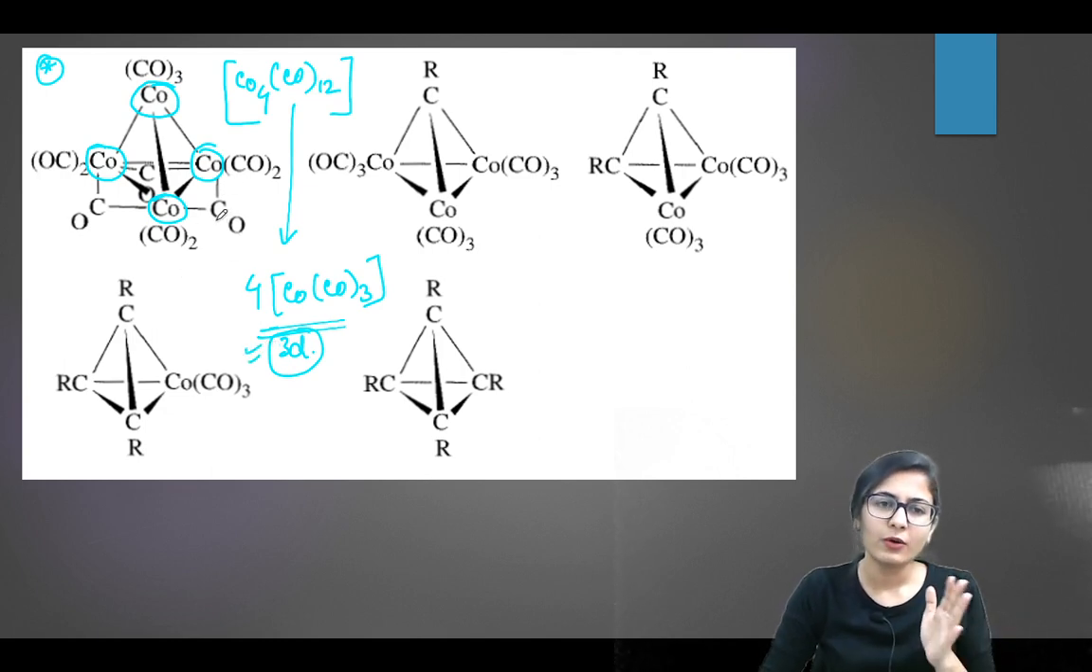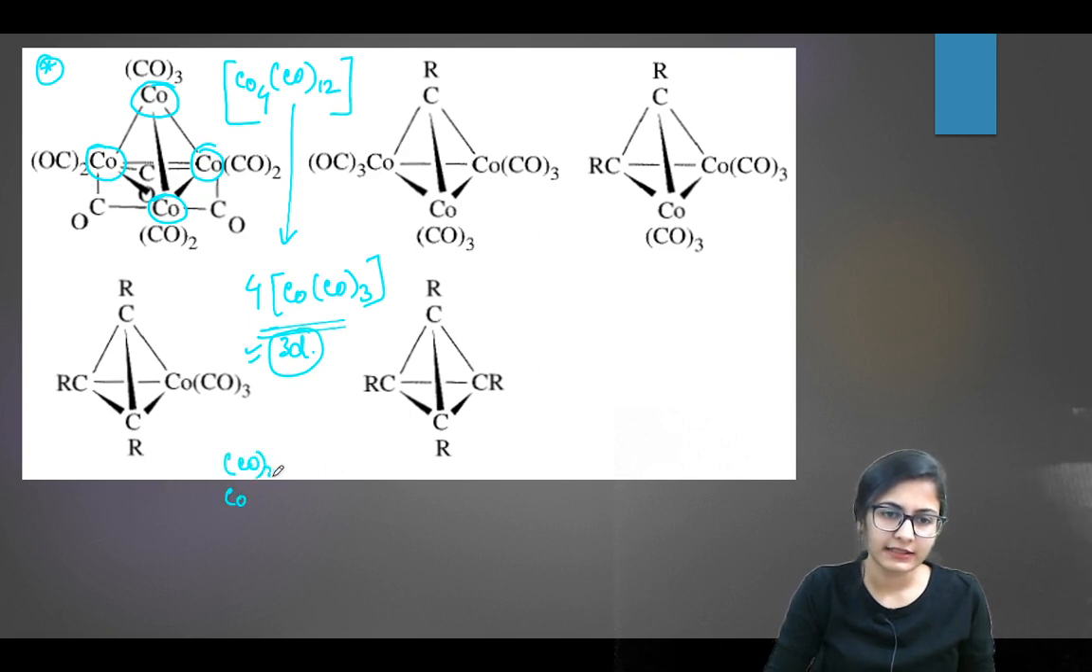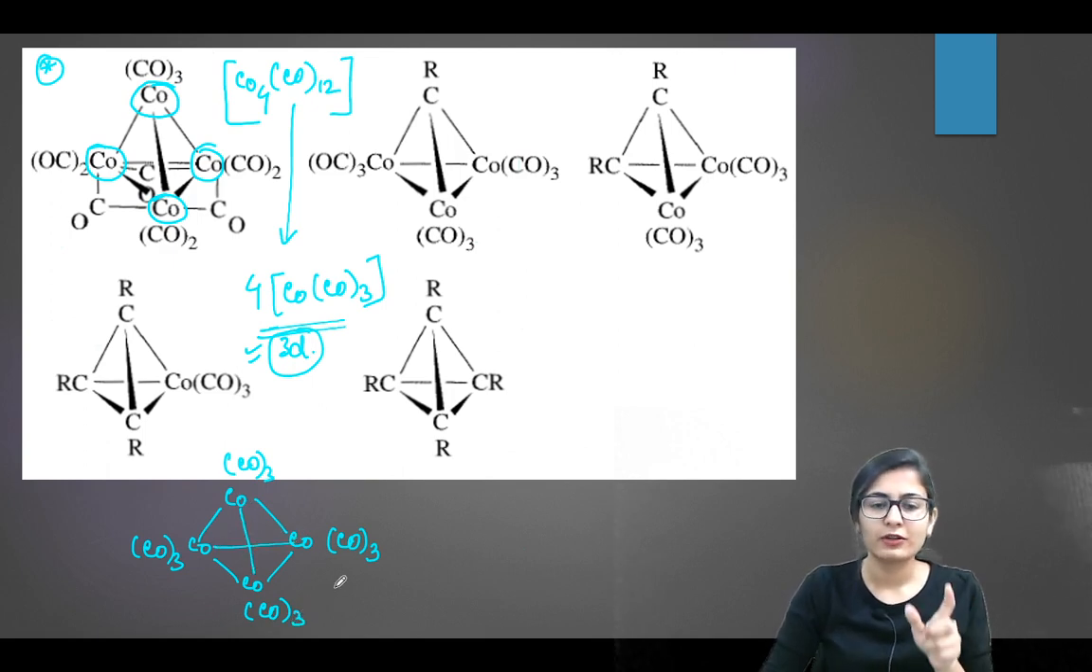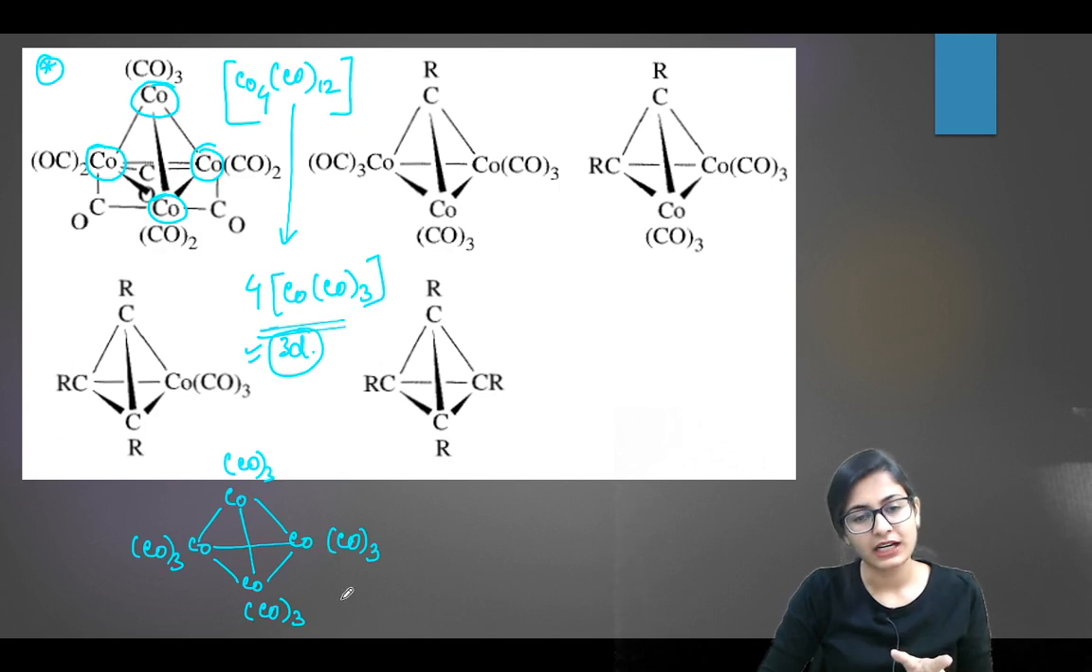It's okay even if you write the structure theoretically like this, that would be correct because the number of electrons would still be the same. Not practically, I'm not saying that this is the correct structure, but even if you write it like this, the number of electrons for each of the carbonyls remains the same for each of the cobalts.